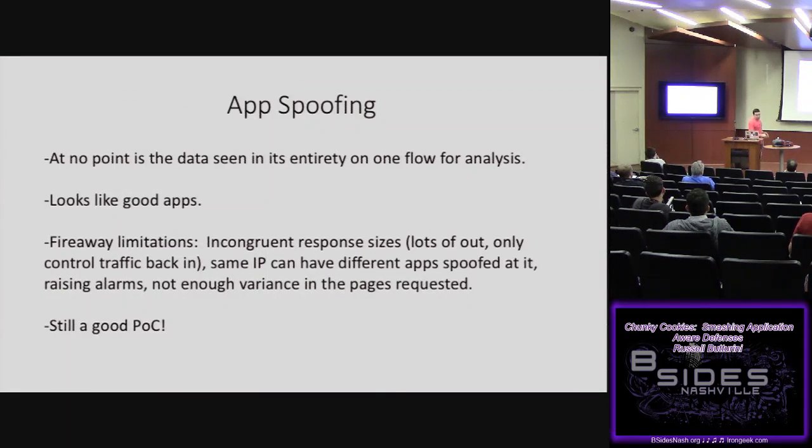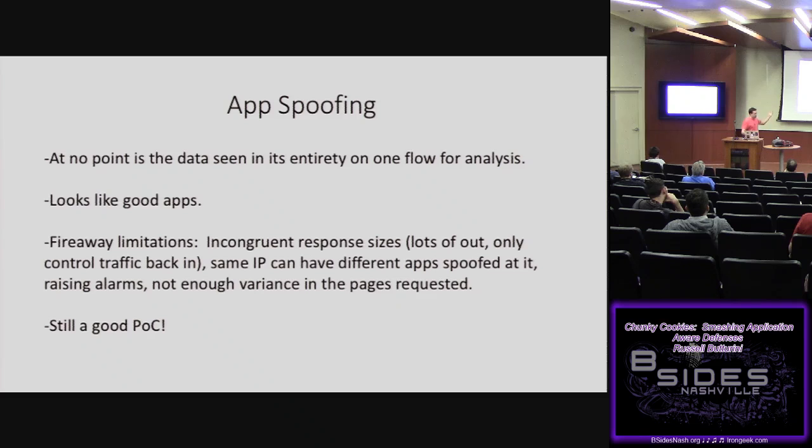Yeah, so I'm the first person that will criticize my own tools and tell you if something doesn't do what it should do. But hey, look, it's pretty good proof of concept. At no point is the data seen in its entirety. They look like good apps. They look like normal web surfing traffic. But you do get a little bit of incongruency with the firewall. So you're sending a lot of requests out, and what's coming back is just the control traffic because we're using raw Python sockets. So if somebody was looking, that would look a little funny.